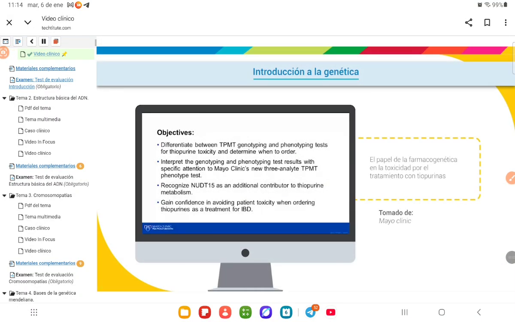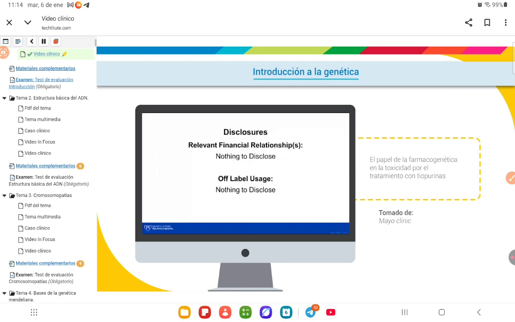The objectives are to differentiate between TPMT genotyping and phenotyping tests for thiopurine toxicity and to determine when to order them, to interpret genotyping and phenotyping test results with specific attention to Mayo Clinic's new 3-analyte TPMT phenotype test, to recognize NUDT15 as an additional contributor to thiopurine metabolism, and to gain confidence in avoiding patient toxicity when ordering thiopurines as treatment for inflammatory bowel disease. I have no disclosure.